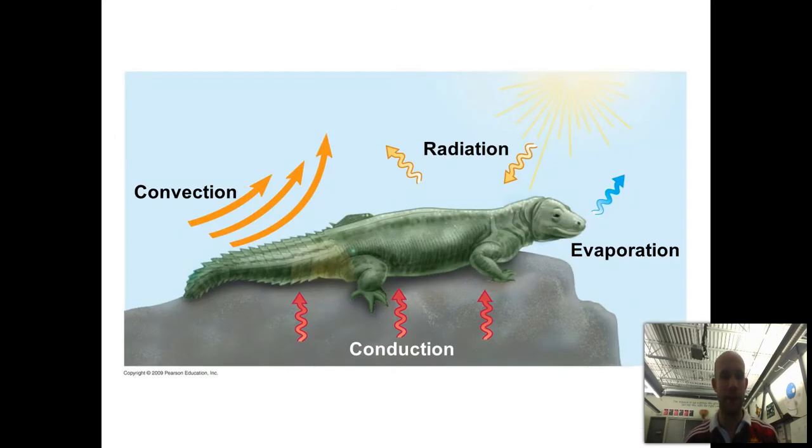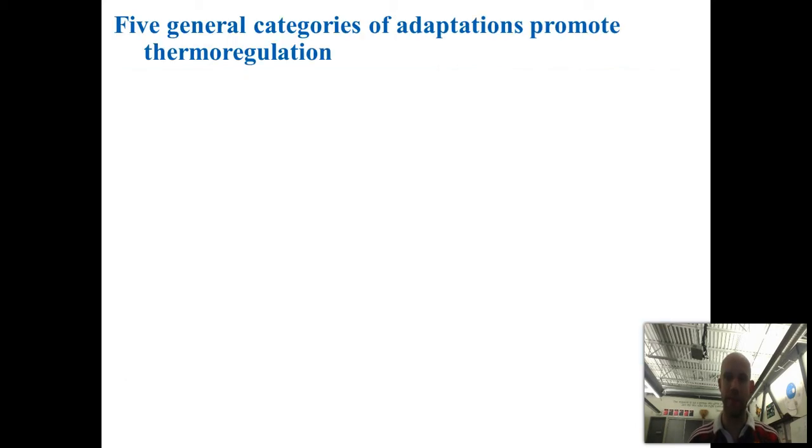In thermoregulation, so heat regulation, there's obviously numerous ways that an organism can gain or lose heat to its environment. Convection, radiation, evaporation, and conduction are all really important for living organisms to help them to maintain internal body temperature. There's 5 ways that organisms promote thermoregulation. They enable their bodies to control temperature.